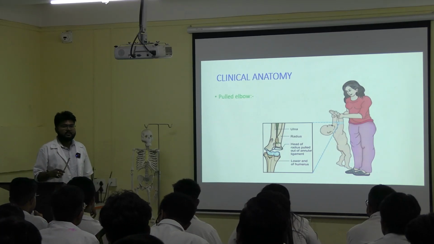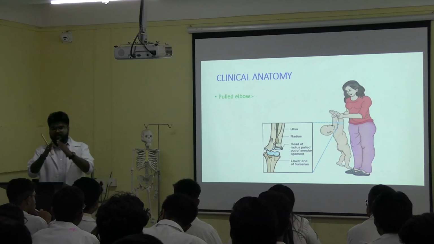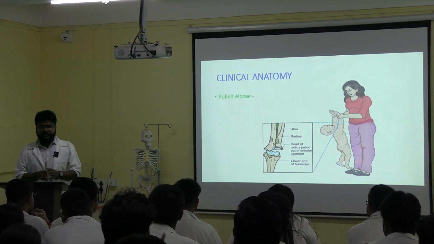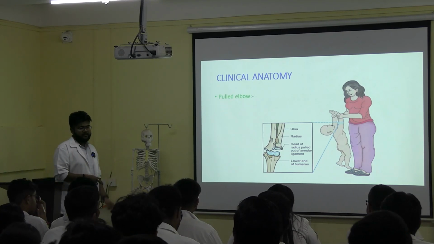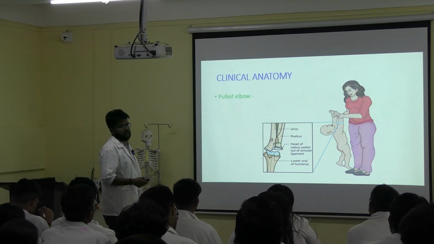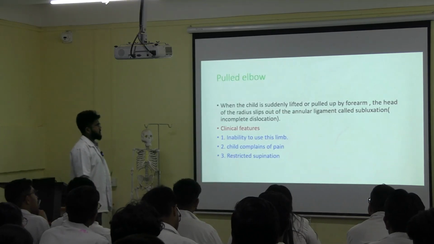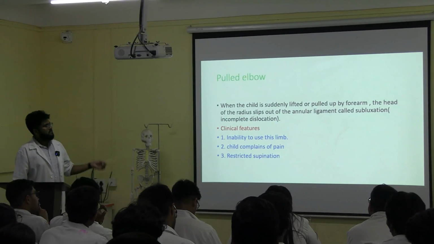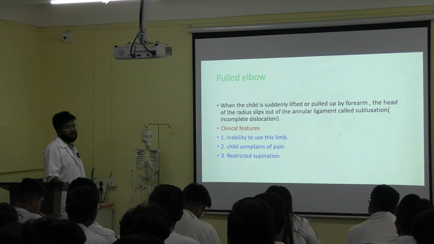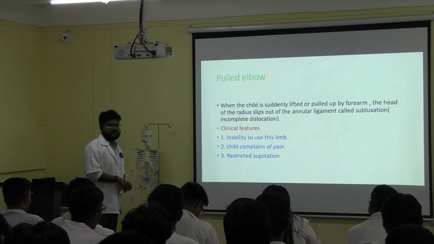But in adults, always remember, the annular ligament is funnel in shape. So being funnel in shape, it does not easily slip out. That's why in 2 to 5 year old children this situation happens, by pulling the wrist. This is called pulled elbow. When the child is suddenly lifted or pulled up by the forearm, the head of the radius slips out of the annular ligament, called subluxation or incomplete dislocation.